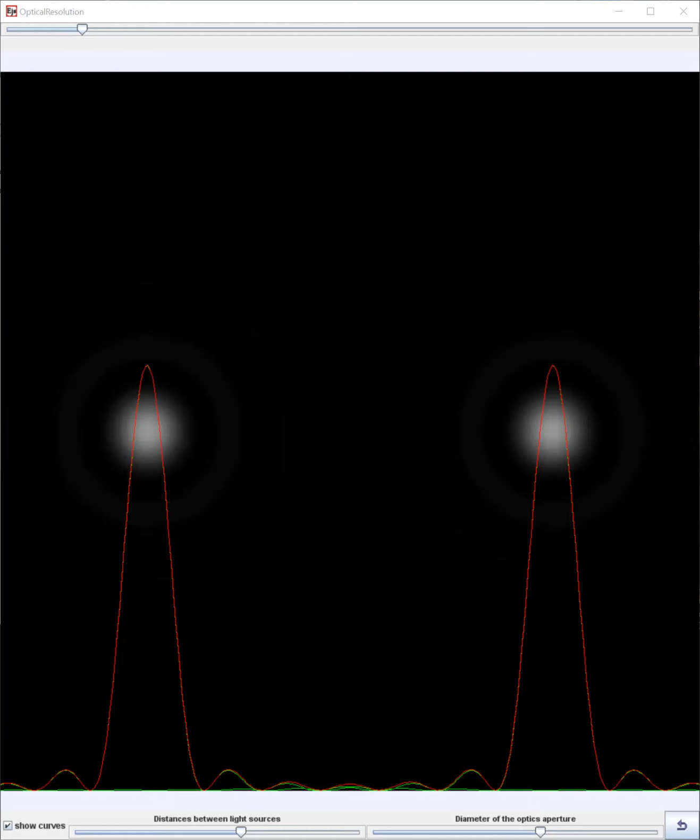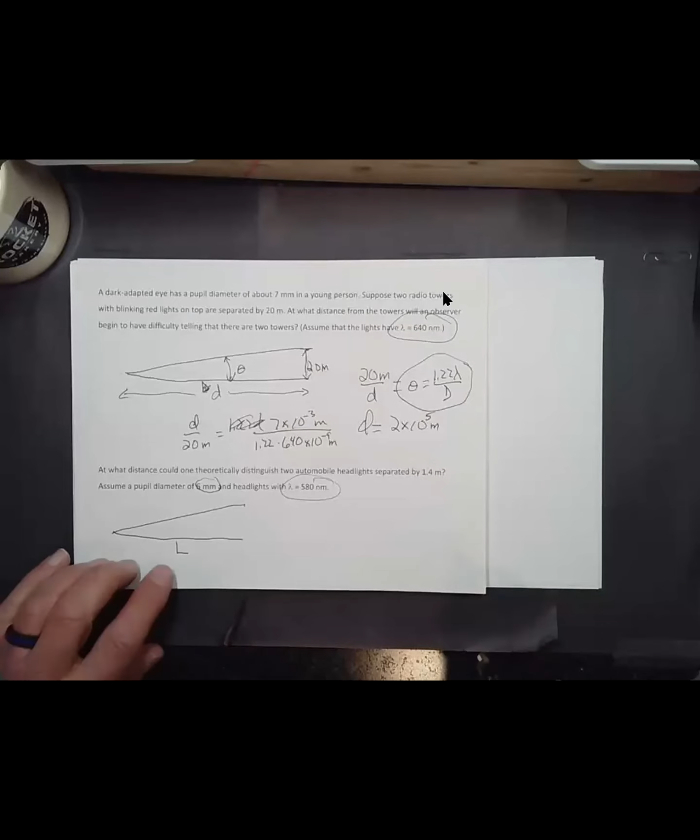Well, these headlights are going to be out here at some distance, and I'll call that distance... We're still on the... Whoops. Got to change your back. Thanks. Visualizer, back to that thing. Okay. We're back on that.